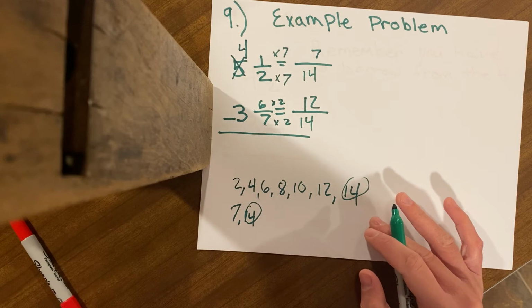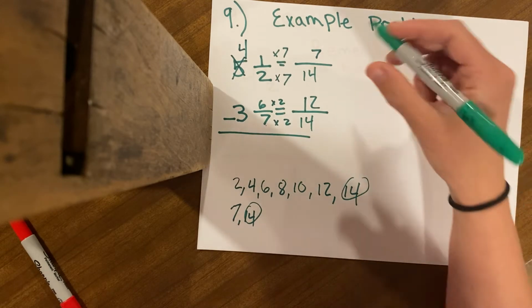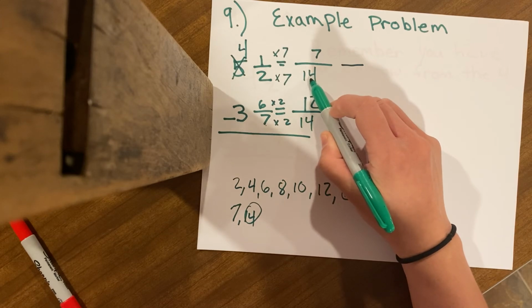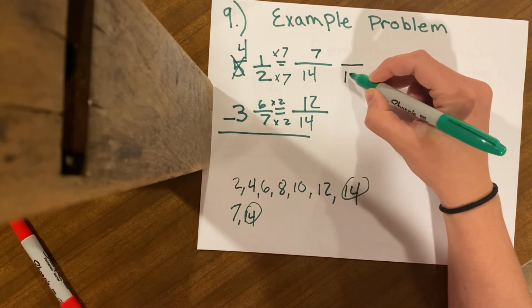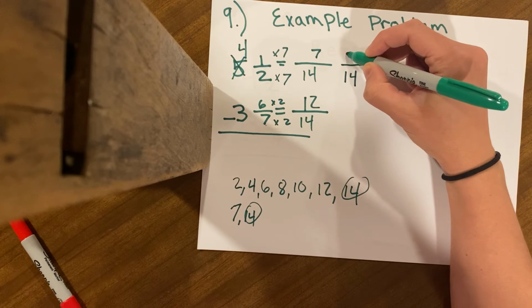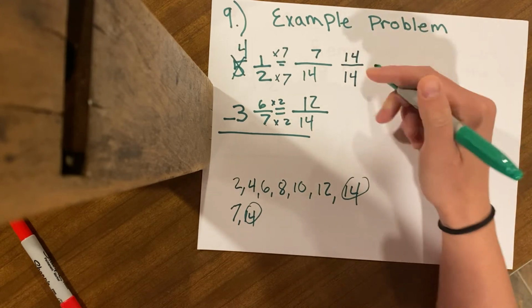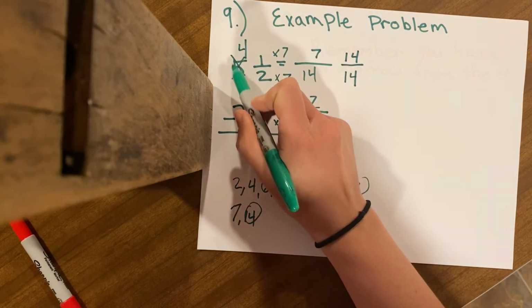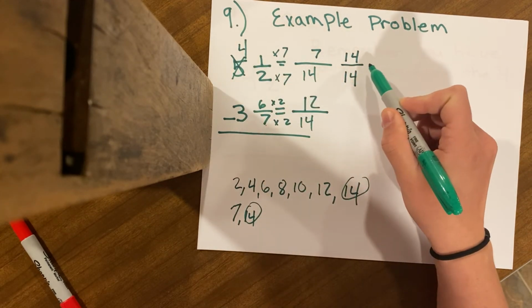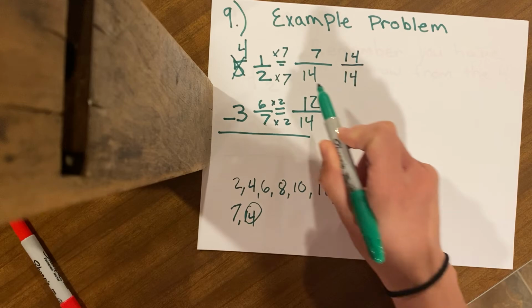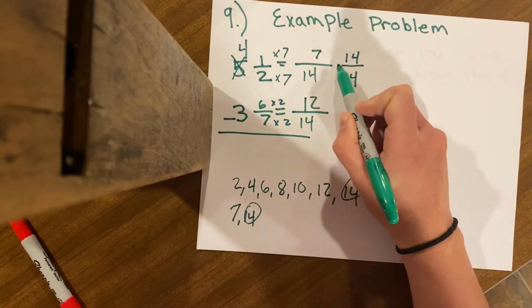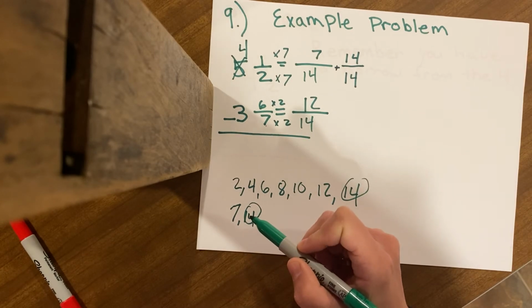So what you need to do is take that 1 whole and turn it into a fraction using the same denominator, 14. So 14 over 14 would be 1 whole. We took that 1 whole and turned it into a fraction that has the same denominator, so it makes it easier for us to add that together.